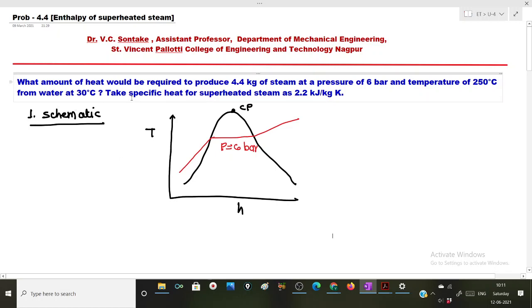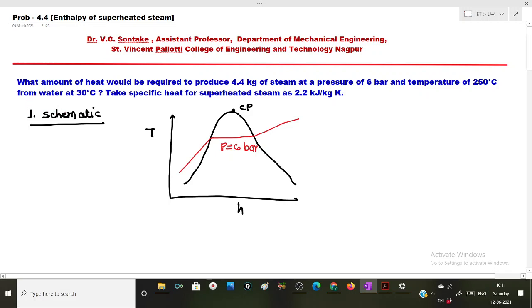What amount of heat would be required to produce 4.4 kg of steam at a pressure of 6 bar and temperature of 250 degrees Celsius from water at 30 degrees Celsius. Take specific heat for superheated steam as 2.2 kilojoule per kg Kelvin.